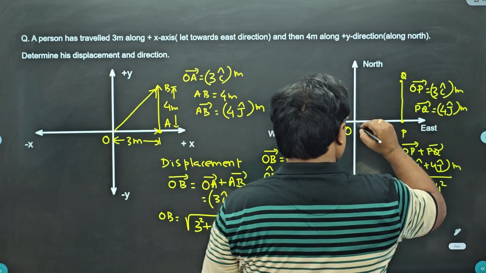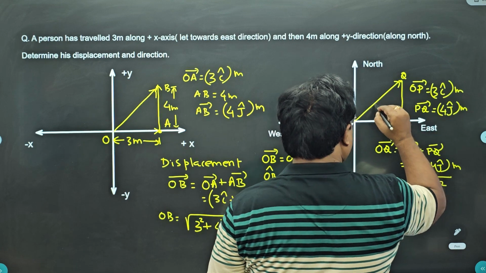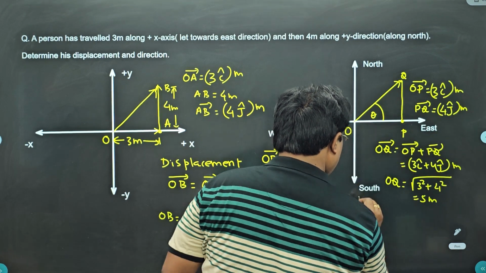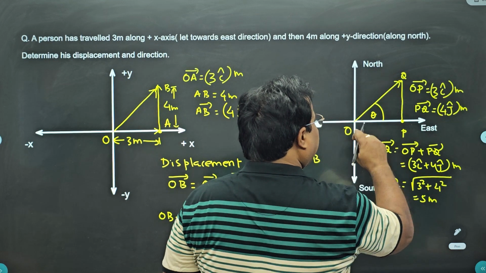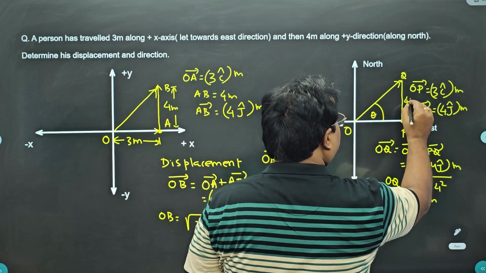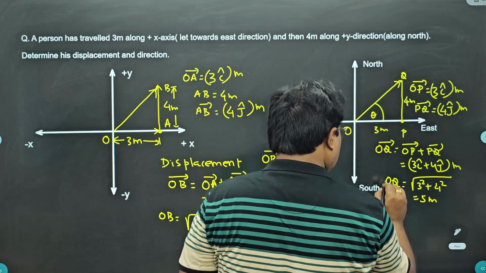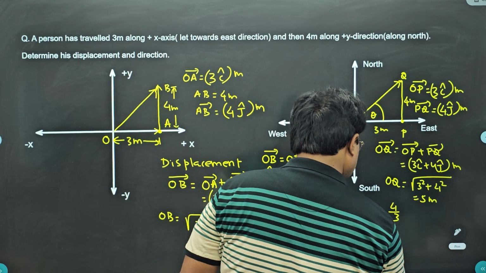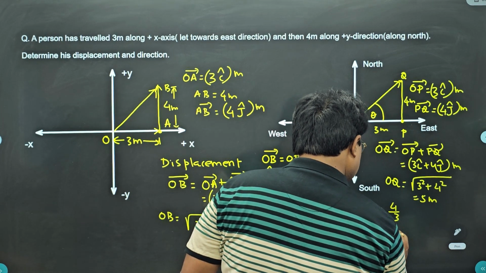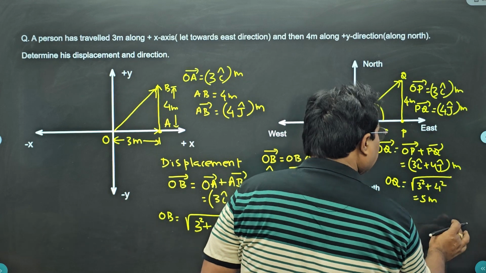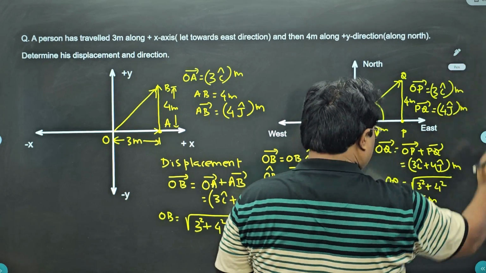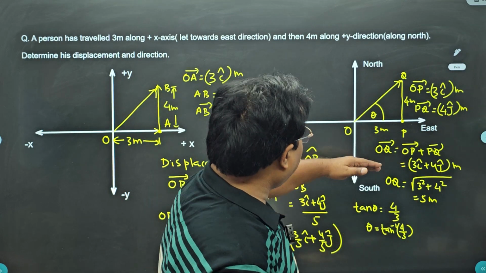You see, this is the OQ vector. What is the direction? This angle is theta. What is tan theta, my dear students? Tan theta is perpendicular by base. This is 4 meter, this is 3 meter. What is perpendicular by base? 4 by 3. What is theta? Theta is equal to tan inverse 4 by 3.